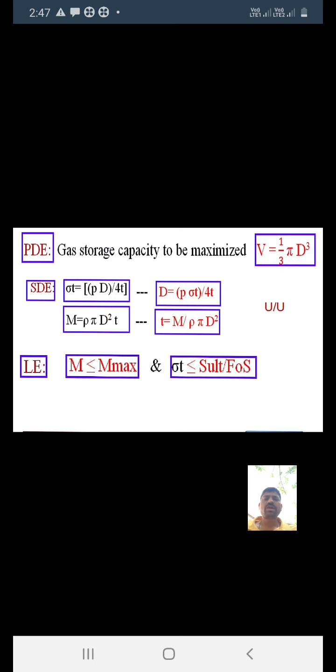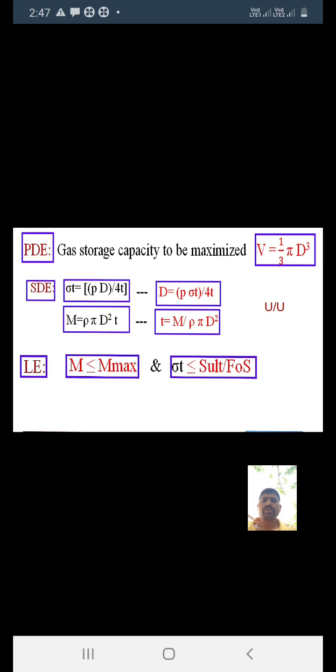Then you can rearrange that equation: D is equal to 4T sigma T divided by P, and another equation, mass is equal to rho into pi d square T, because of the volume relation. Then you can calculate T is equal to m divided by rho pi d square. Then you should calculate the UU. How to calculate this?